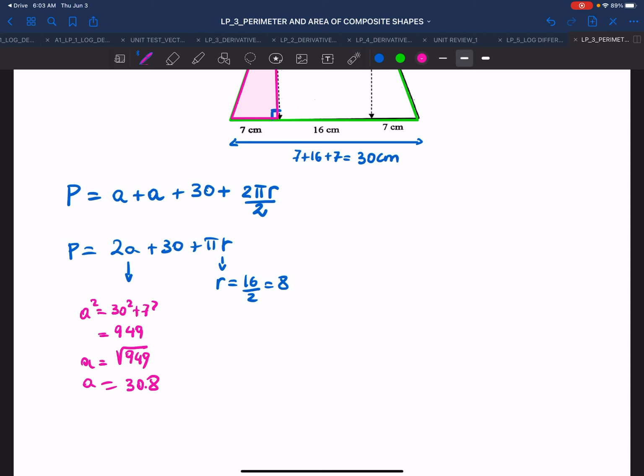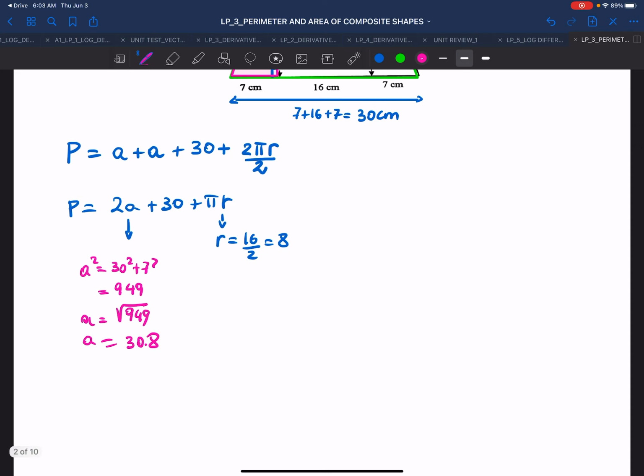So now we have the values of a and r. We can go ahead and find the perimeter. So 2 times 30.8 plus 30 plus pi times 8.